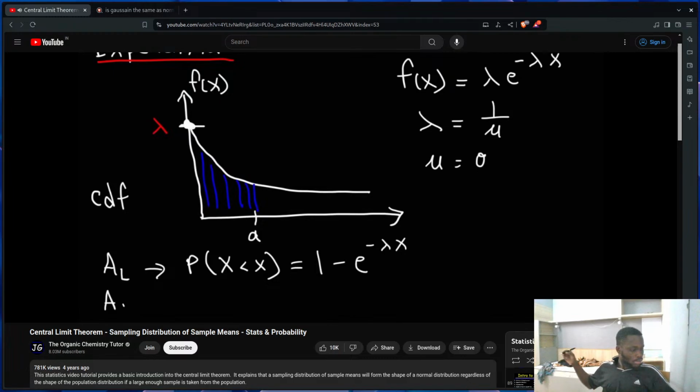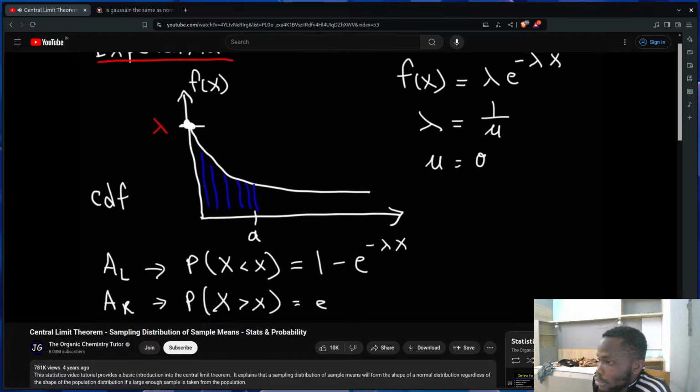If you wish to calculate the area to the right, which will be the probability that x is greater than a, this is going to be e to the negative lambda times x.